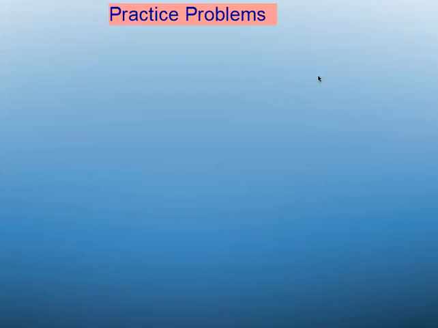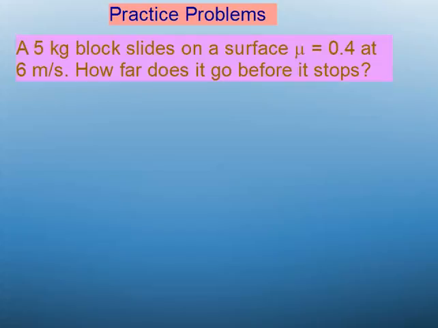Well, it's finally time to put everything we've learned about Newton's laws and forces and all that stuff and actually work out some real world problems. First problem reads, a 5 kilogram block is sliding on a surface where mu equals 0.4, I'll tell you about that in a second, at 6 meters per second. How far does it go before the block stops?